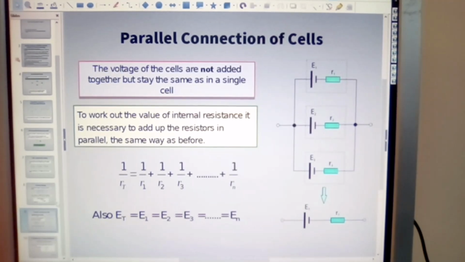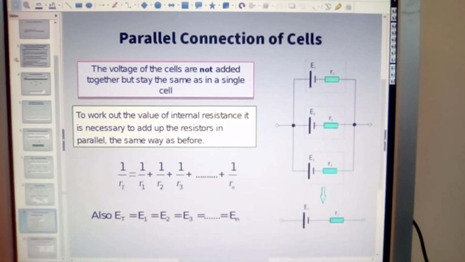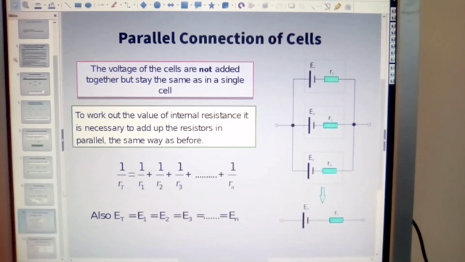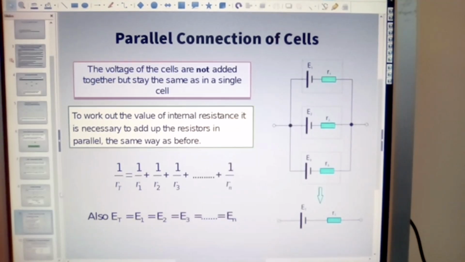Okay. Parallel connection of cells. Relative cells are not added together but stay the same as in a single cell. To work out the value of internal resistance, it is necessary to add up the resistors in parallel the same way as before. Okay.